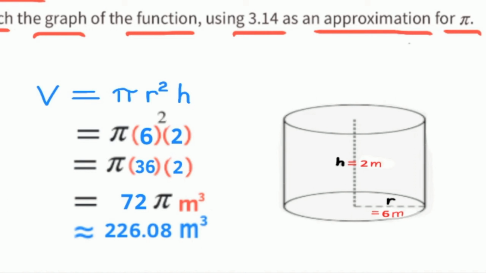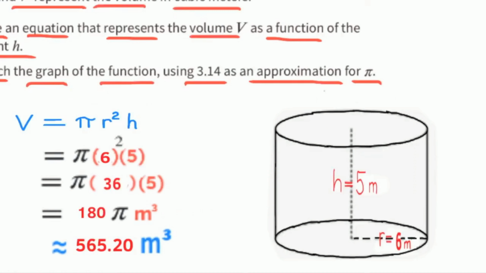Let's make one more example, and this time the height will be 5 meters. Pi, or 3.14, times 36 times 5. Since 36 times 5 is 180, we have 180 times pi meters cubed. 180 times 3.14 is 565 and 2/10. So the volume of this cylinder would be approximately 565 and 2/10 meters cubed.